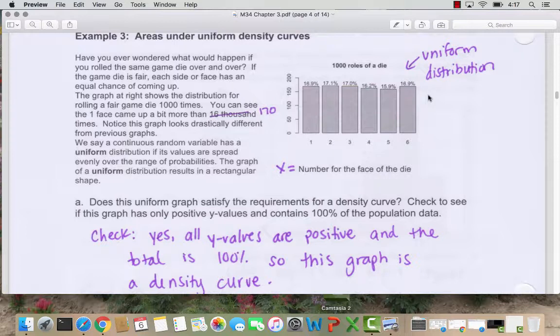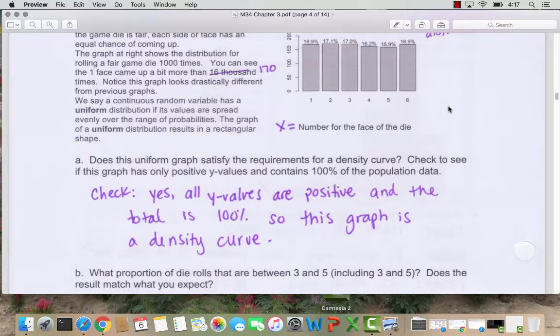This is called a uniform distribution because it's pretty flat. There's no difference in the bar heights. So we want to check, does this uniform graph satisfy the requirements for a density curve? You check to see, does it only have positive y values, and does it contain 100% of the population data? When we do our check, all y values are positive, and the total, if you add up those percentages, is 100%. So this is considered a density curve.